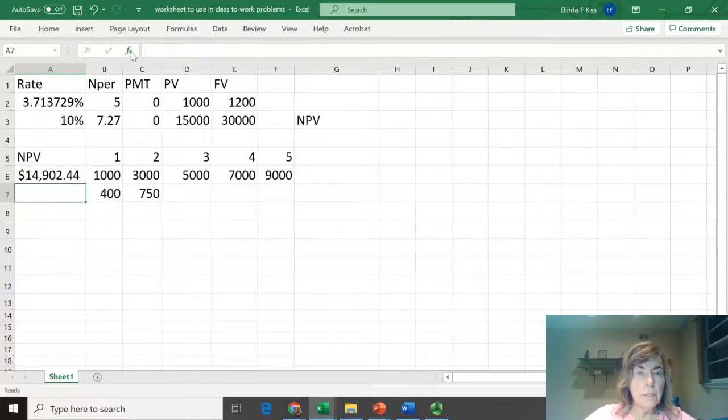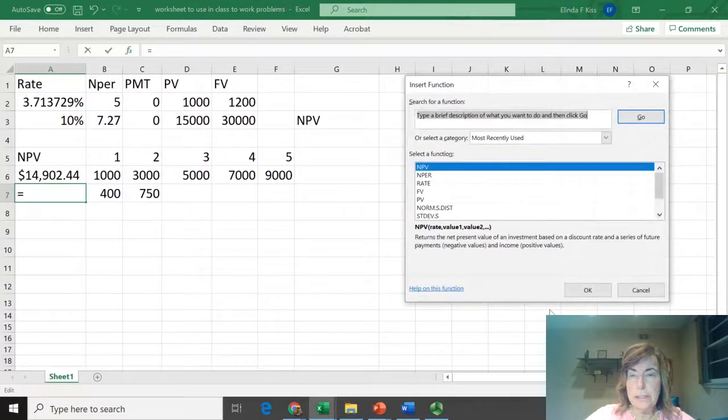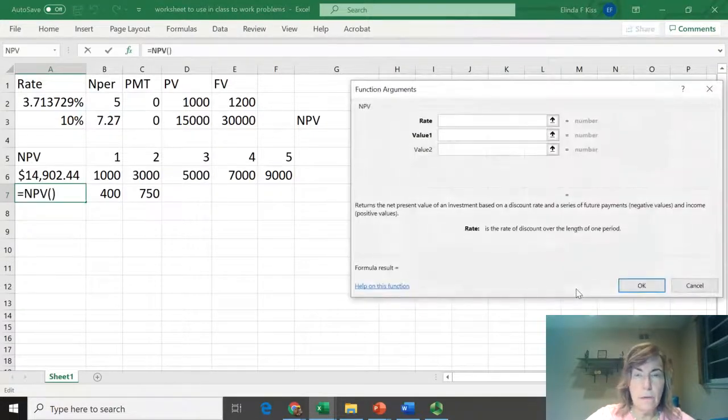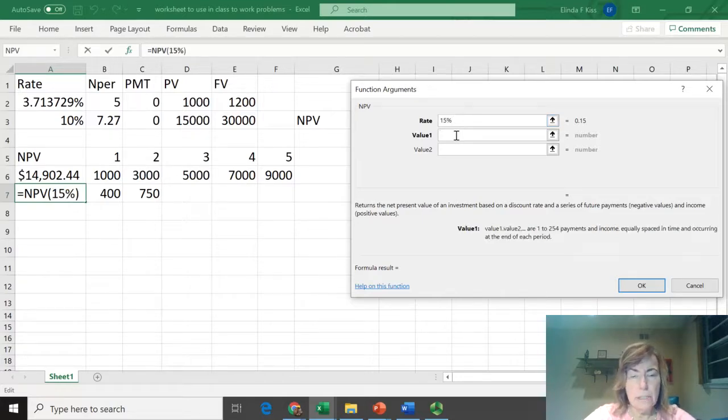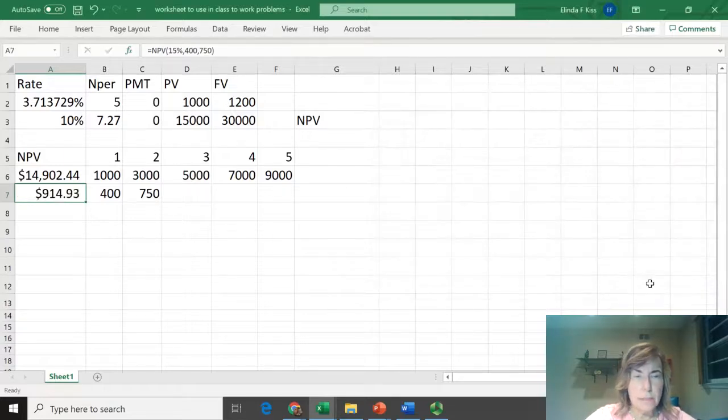So I'm going to use it, and it was just there. I don't have to type anything, go. And now, again, I said I want a 15% rate. Don't just put 15. And since I have only 2 values, I might just as well type them in. And I click OK, and I get an answer of $914.93. Well, that's not the NPV, of course.